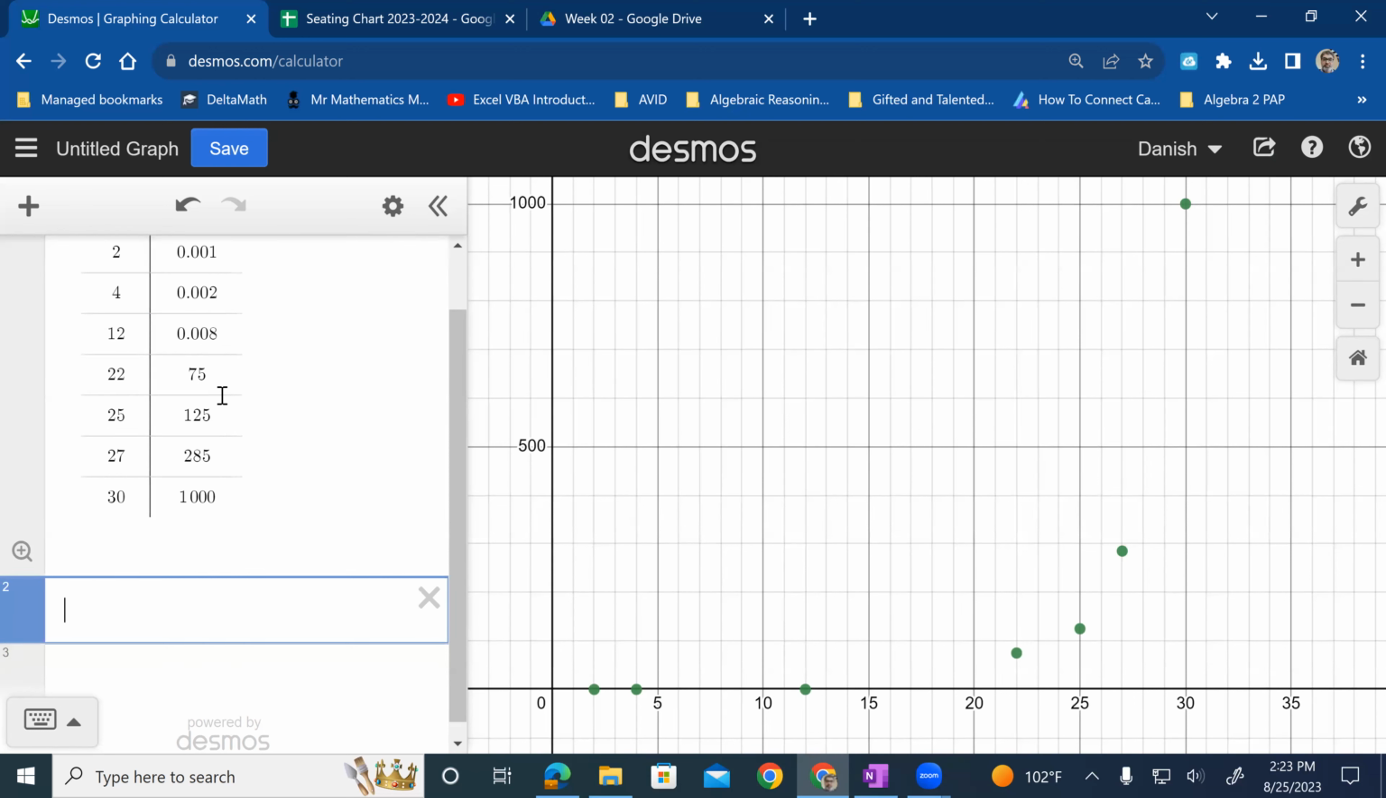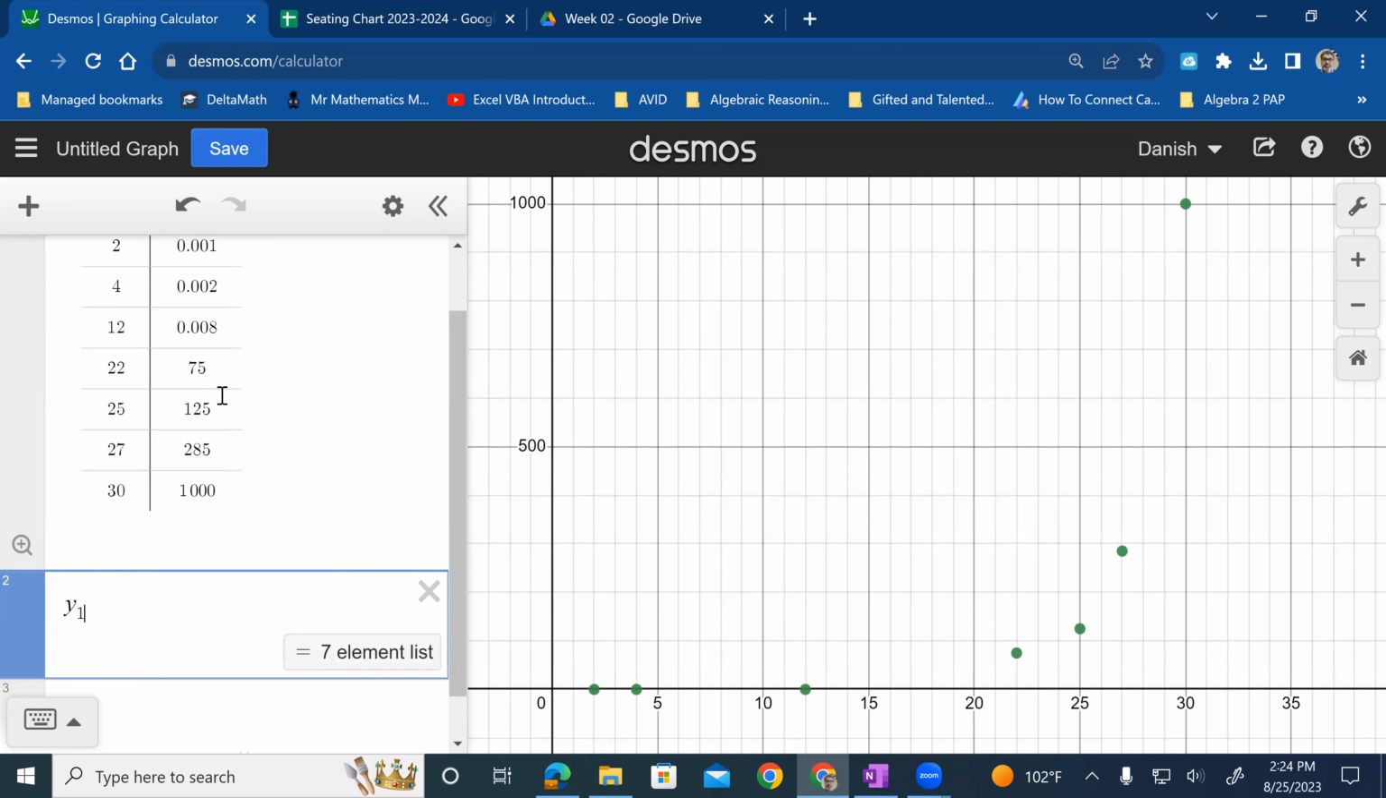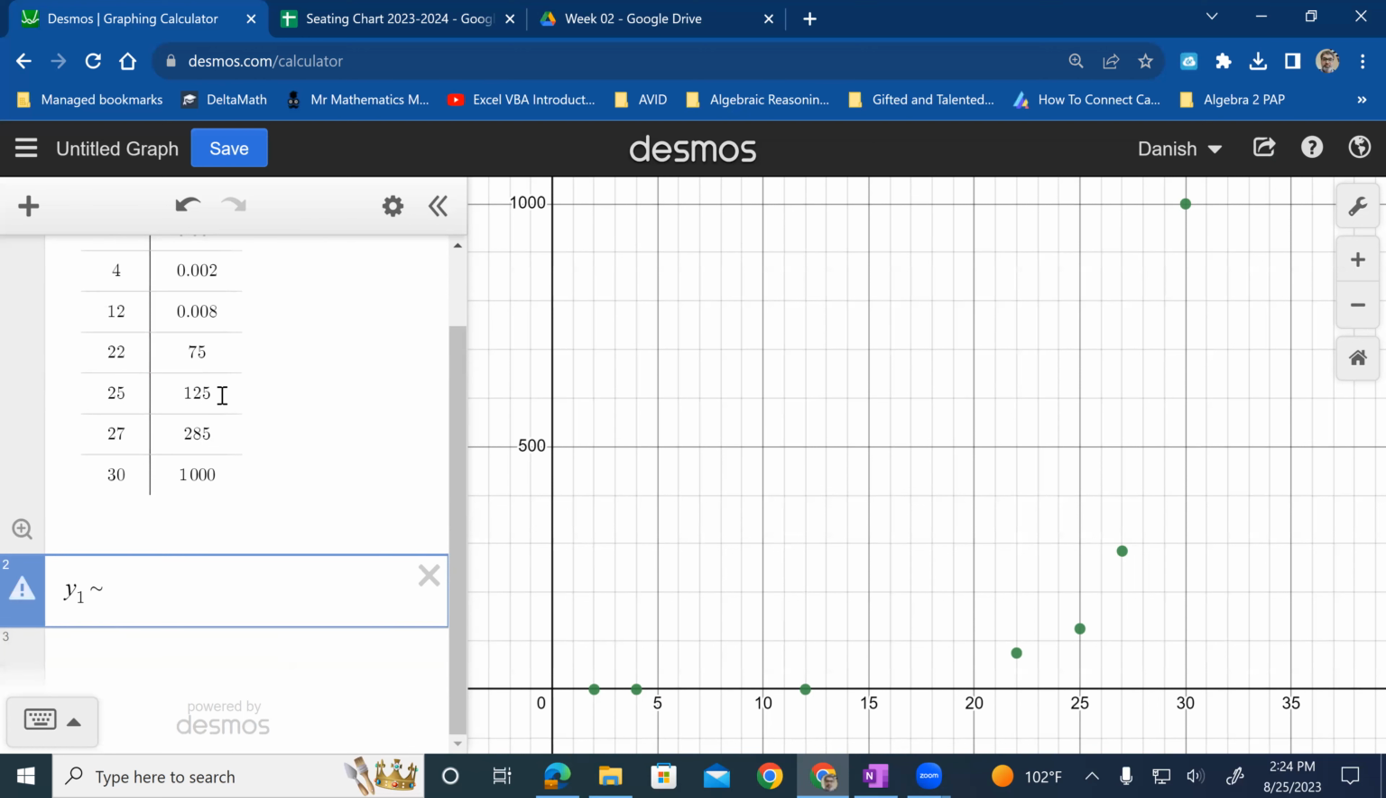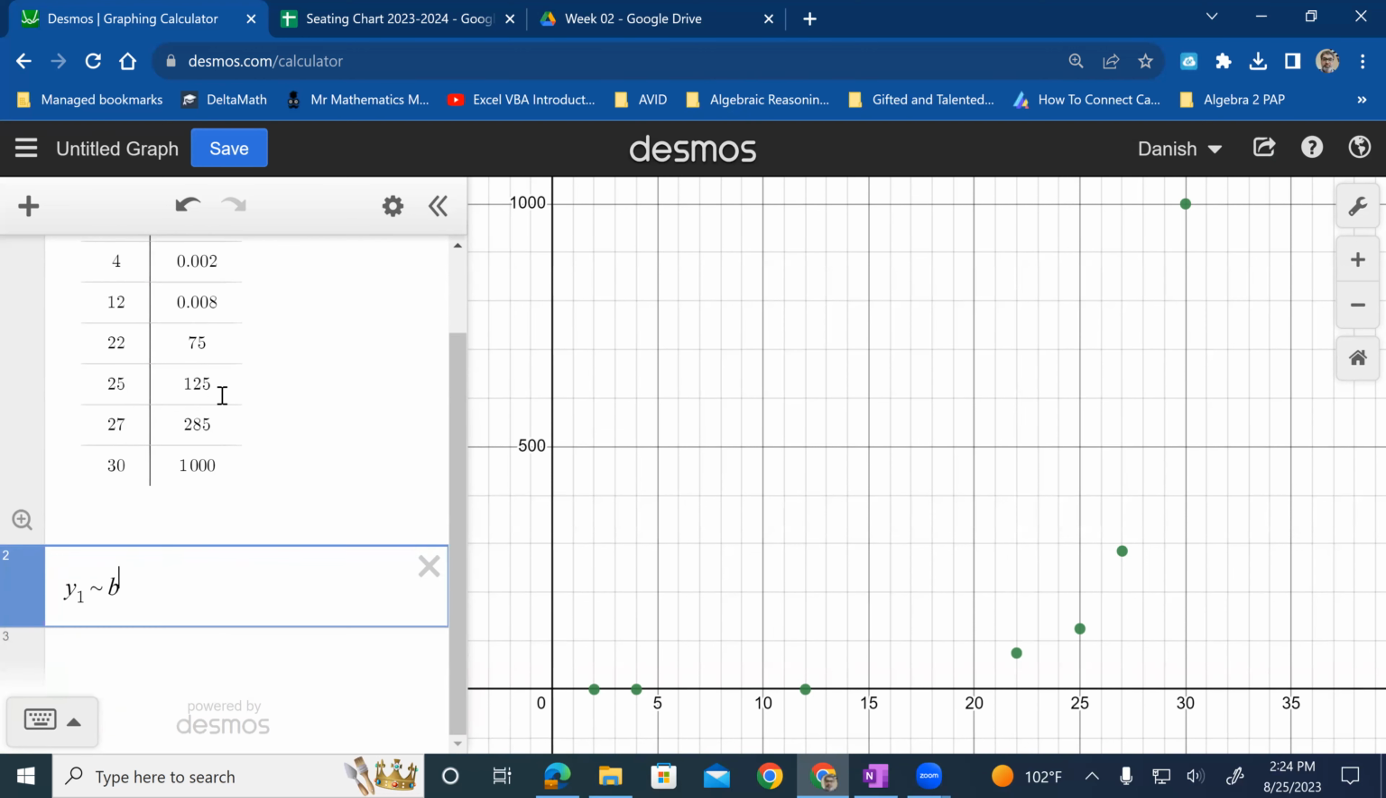But with the y, I will put underscore 1. And with the x also, I will put underscore 1. And then we will see if it's a good fit or not. Let's do it. Y underscore 1, right arrow key, shift and then tilde. And then I'm mentioning there b. And then I need to take it to the exponent of b. How can I do that? I can use this combination shift and 6.